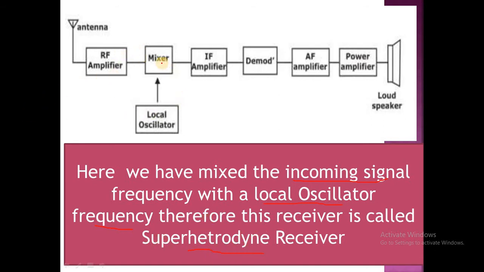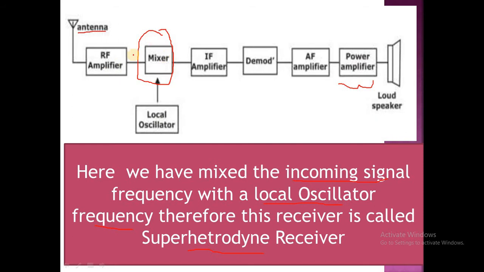So it is the basic block diagram of the super heterodyne receiver. At the output we can observe the power amplifier which is given to the loudspeaker there. So see here, it is the radiating antenna. Radiating antenna is connected to the RF amplifier. Already I had said RF amplifier will consist of a tank circuit there. So see here, it is the incoming signal frequency, it is the local oscillator frequency. So by using the mixer we are mixing the incoming signal frequency along with the local oscillator frequency.